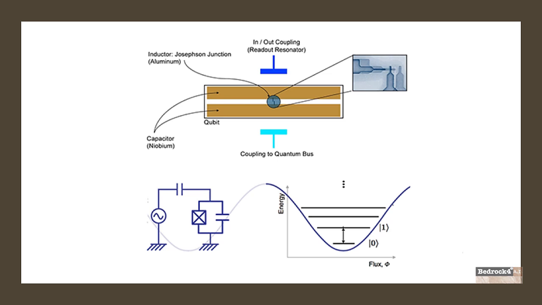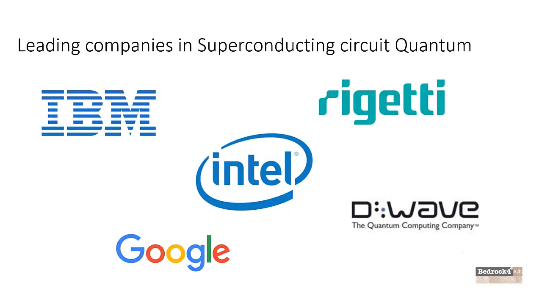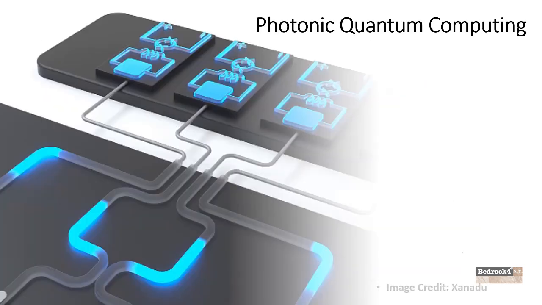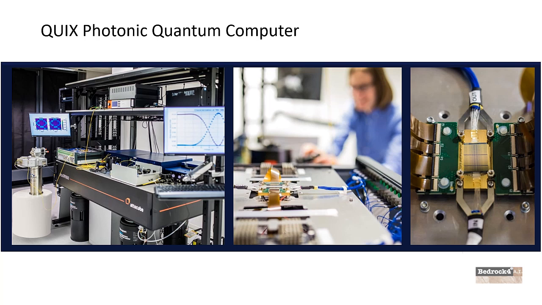Two of the energy levels of this artificial atom are used as 0 and 1, and microwave pulses are used for controlling the transition between these energy levels. These are the leading companies in the superconducting circuit quantum computing. In the photonic quantum computer, photons are used to store information. The hardware is capable of emitting and detecting single photons. There are pathways for photons to travel inside the photonic processor. Beam splitters and phase shifters are used for creating the quantum states.